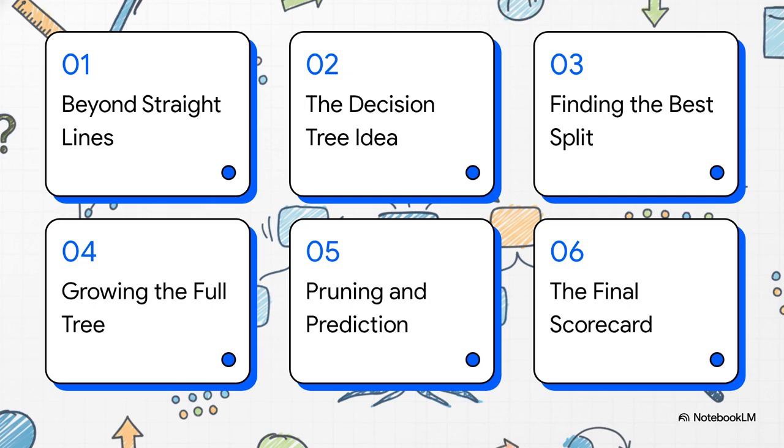We'll start with the big idea, then we'll get into the real engine of the thing, how it finds the perfect place to split the data. After that, we'll watch the tree grow, see how it actually makes predictions, and then wrap it all up with a good old-fashioned pros and cons list.